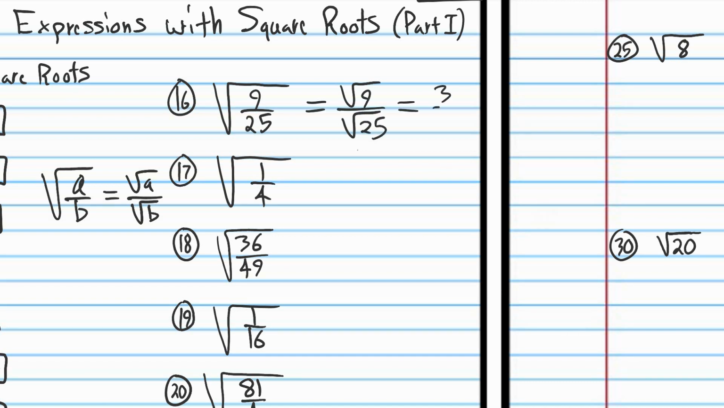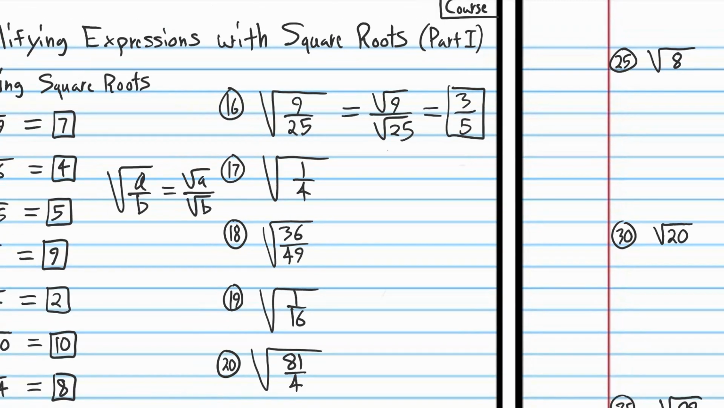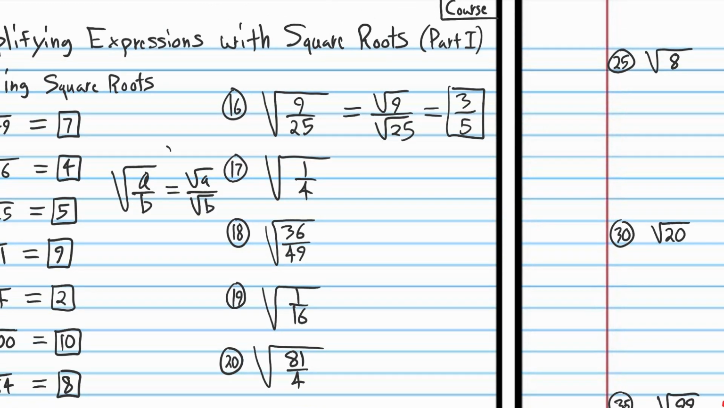And the square root of 9 is 3. The square root of 25 is 5. So there you go. It's easy. So that's what this principle tells us.